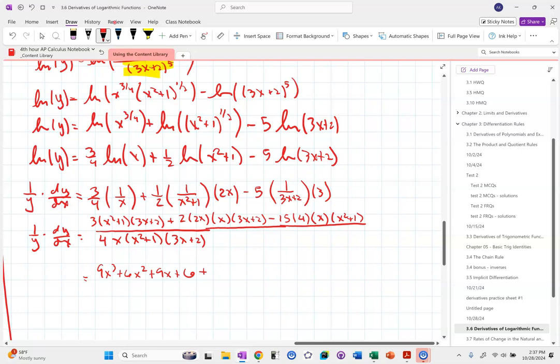That's 4x squared times 3, that's 12x cubed. And then 4x squared times 2 is 8x squared. And then 4 times 15 is 60x times x squared is minus 60x cubed. And then we have minus 60x.